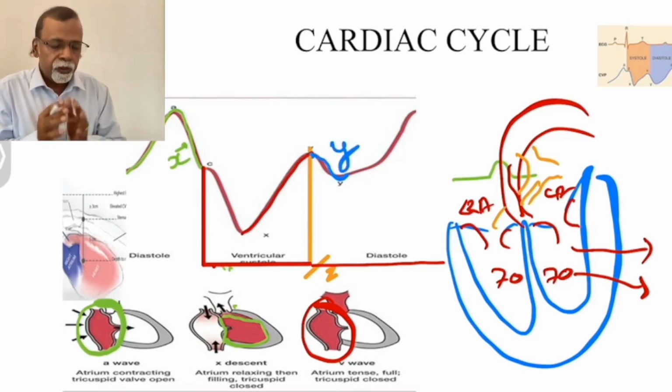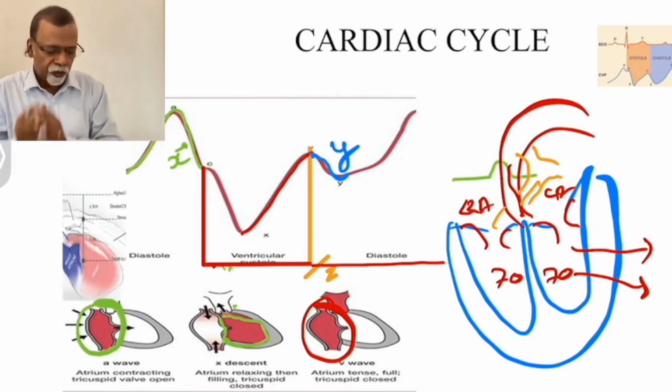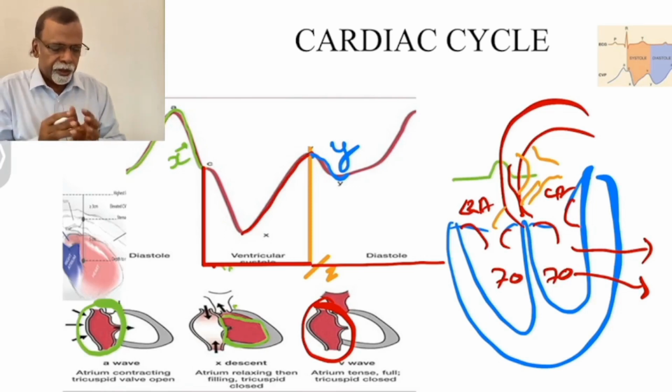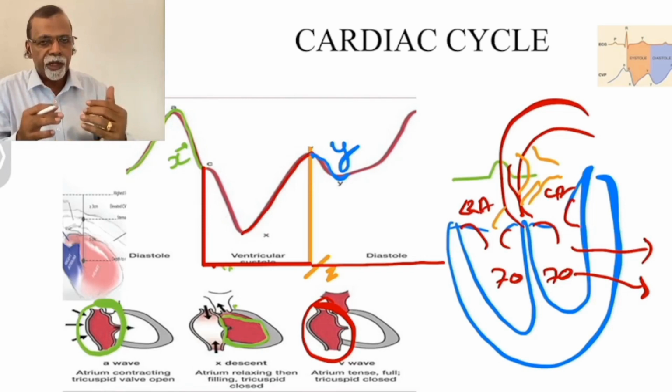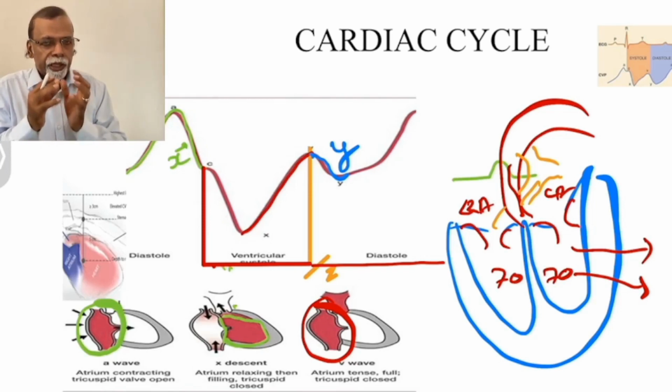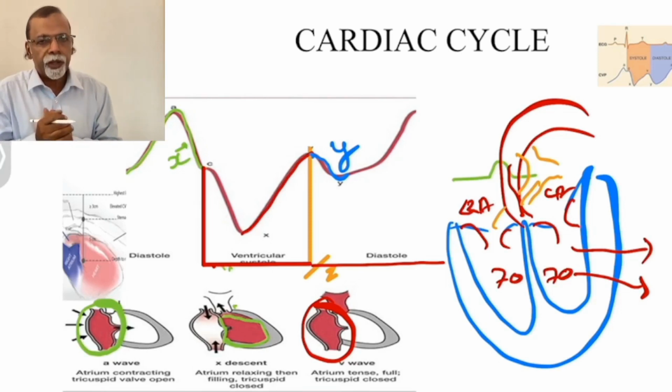So we have got two descents, X descent and Y descent, and three positive waves. That is the A wave due to atrial contraction, C due to the bulging of the tricuspid valve, and V due to continuous filling of the atria occurring during ventricular systole.